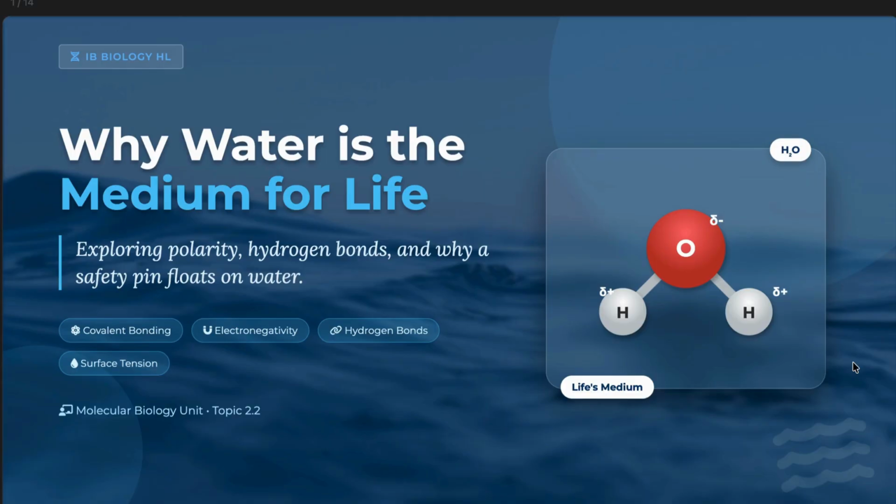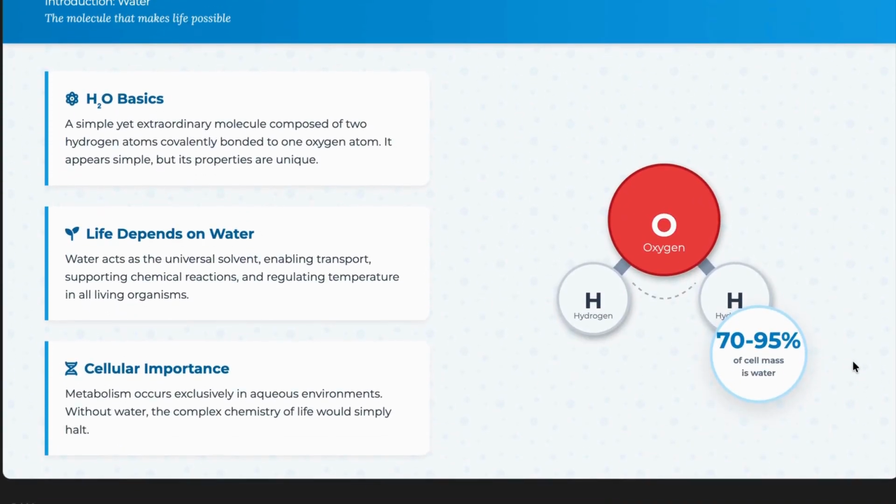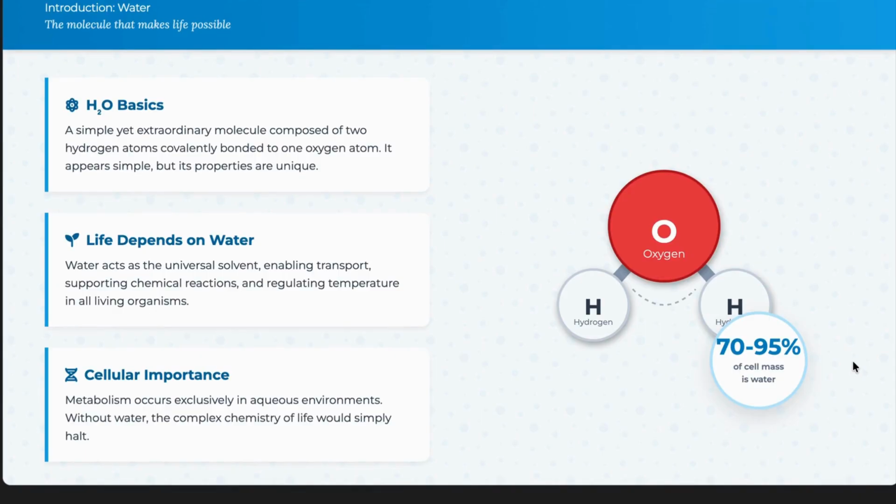In this video, we are going to explore the covalent bond between oxygen and hydrogen, how electrons are shared, how electronegativity shapes water's structure, why water is polar, how hydrogen bonds form, and finally why a safety pin can float on water. Let's break it down step by step.